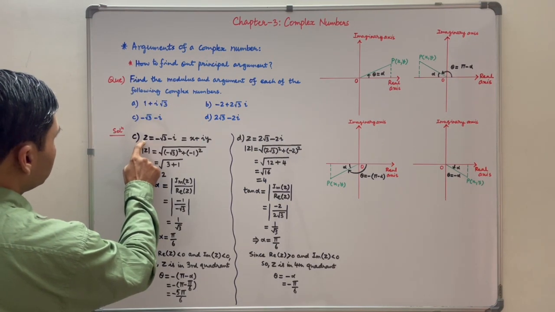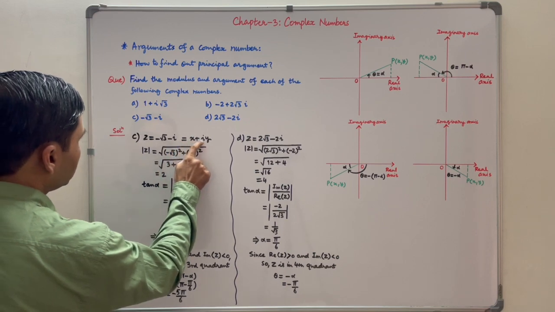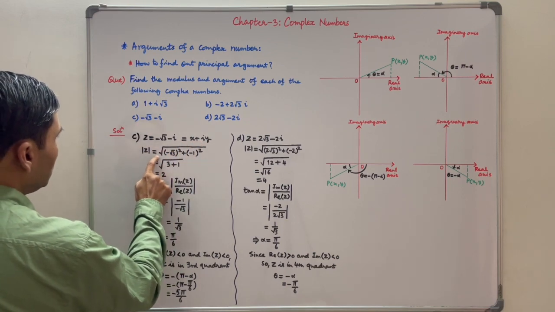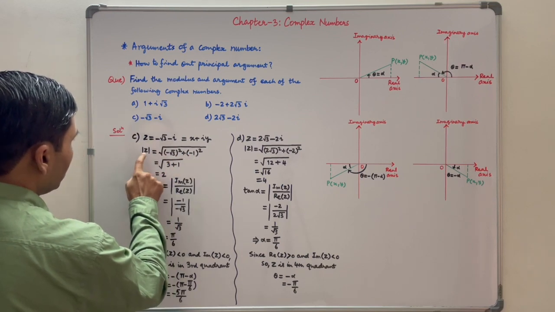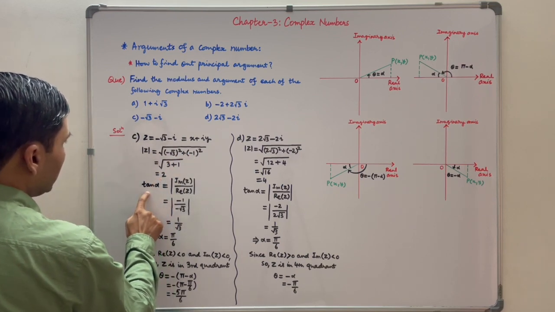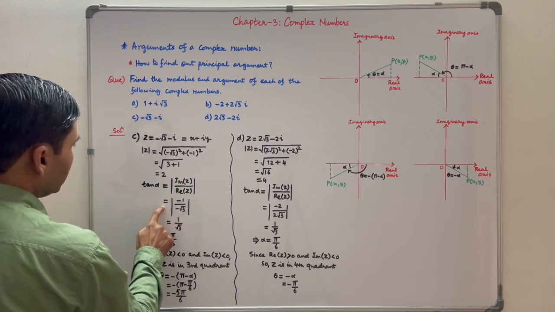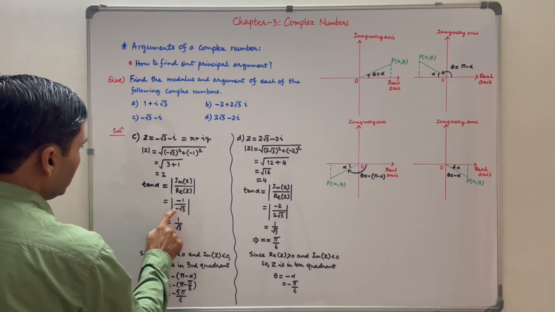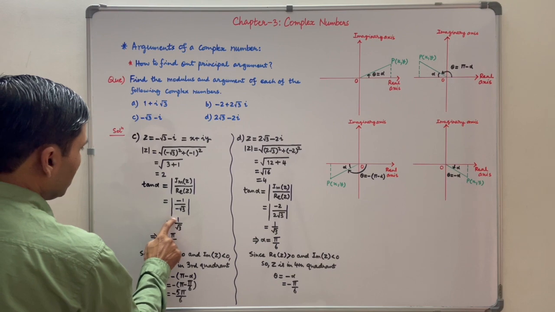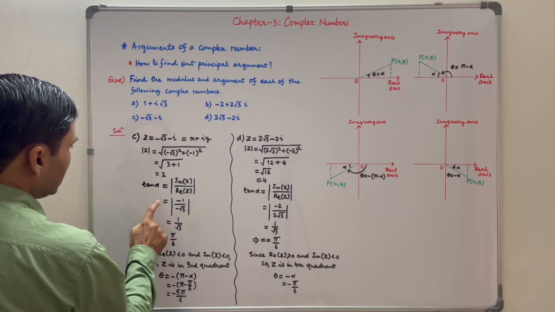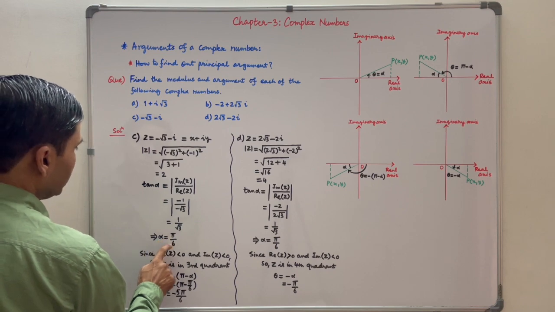Part C, suppose z is equal to minus root 3 minus i, and that is equal to x plus iy. Mod z is equal to under root real part squared plus imaginary part squared. So mod z is equal to 2. Tan alpha is equal to mod imaginary z upon real z. That is equal to mod minus 1 upon minus root 3. Mod is always positive. So that is equal to 1 upon root 3. Tan alpha is equal to 1 by root 3. So alpha is equal to 30 degrees or pi by 6.